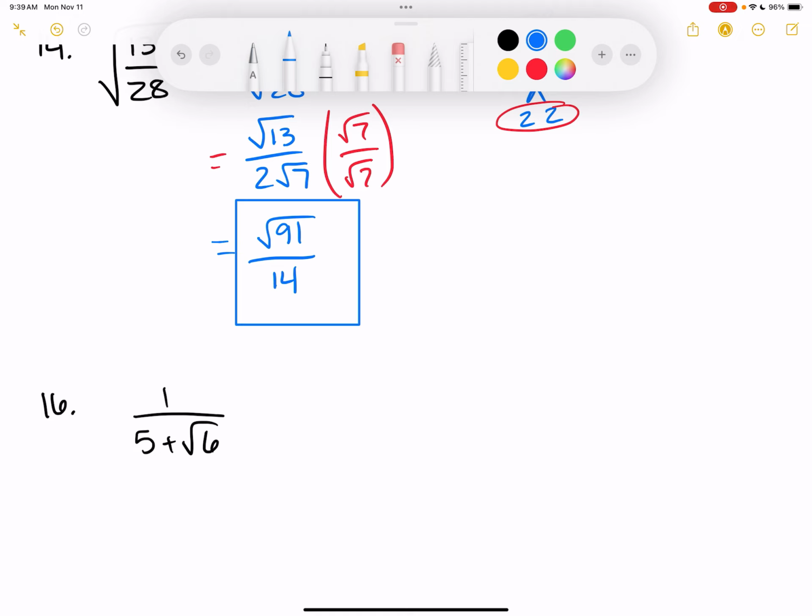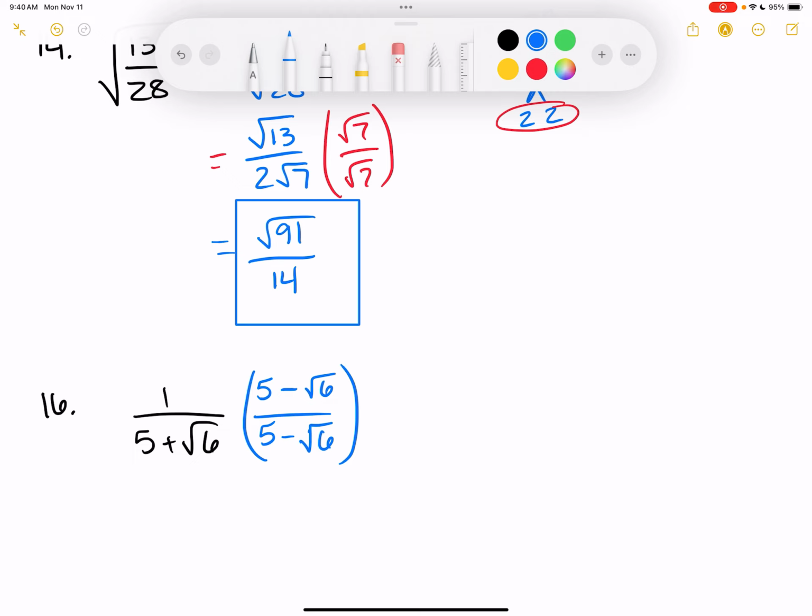All right, so we need to multiply by the conjugate. The conjugate is 5 minus the square root of 6, top and bottom. Because what does this produce on the bottom? It gets rid of the square root of 6. They cancel each other.